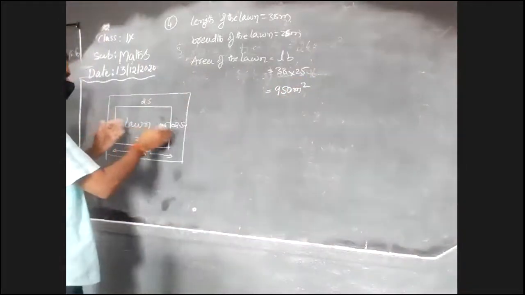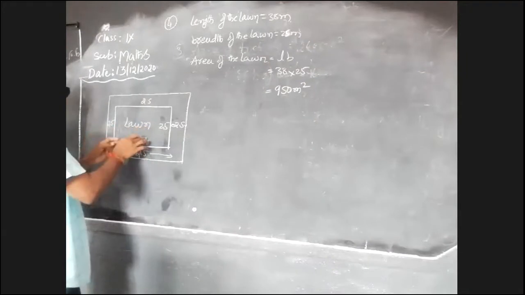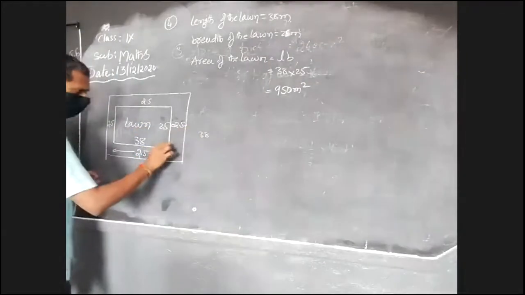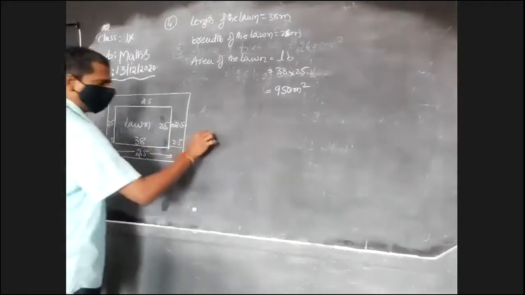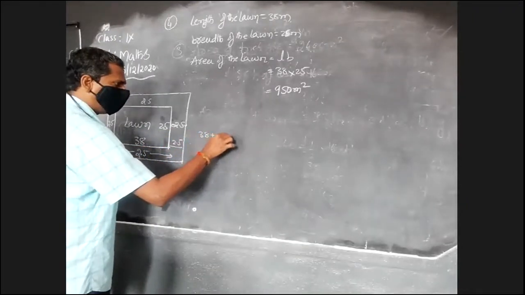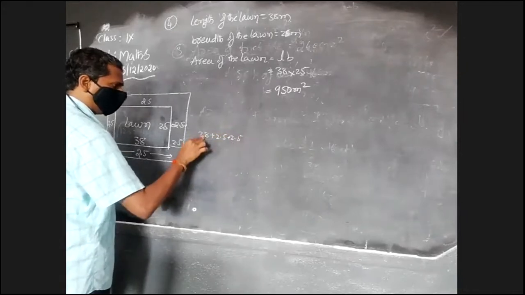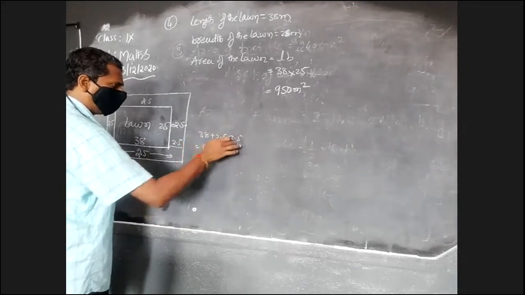So next we have added here. What is the length here? Length is 38. So this side is 2.5 and this side also is 2.5. So 38 plus 2.5 plus 2.5. So that is 38 plus 5, which is 43.